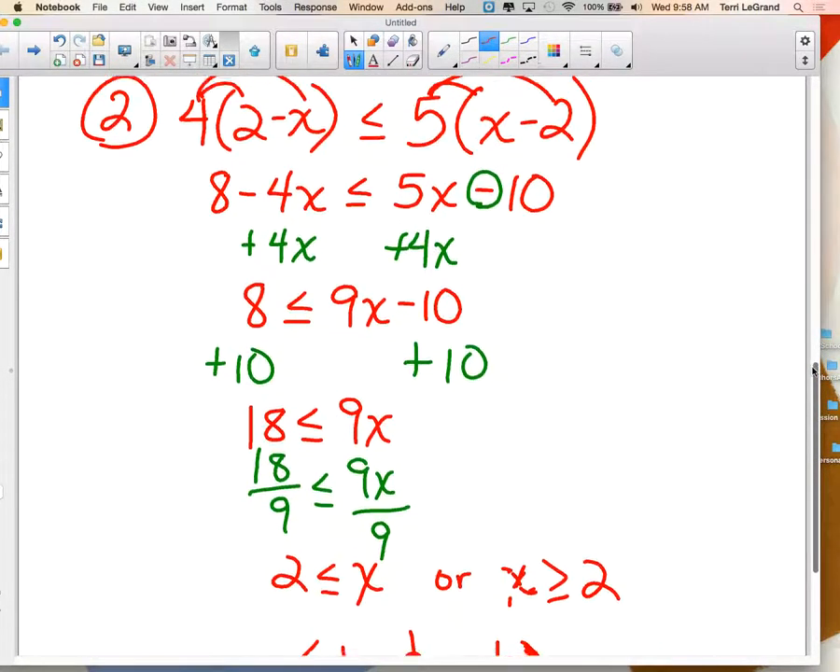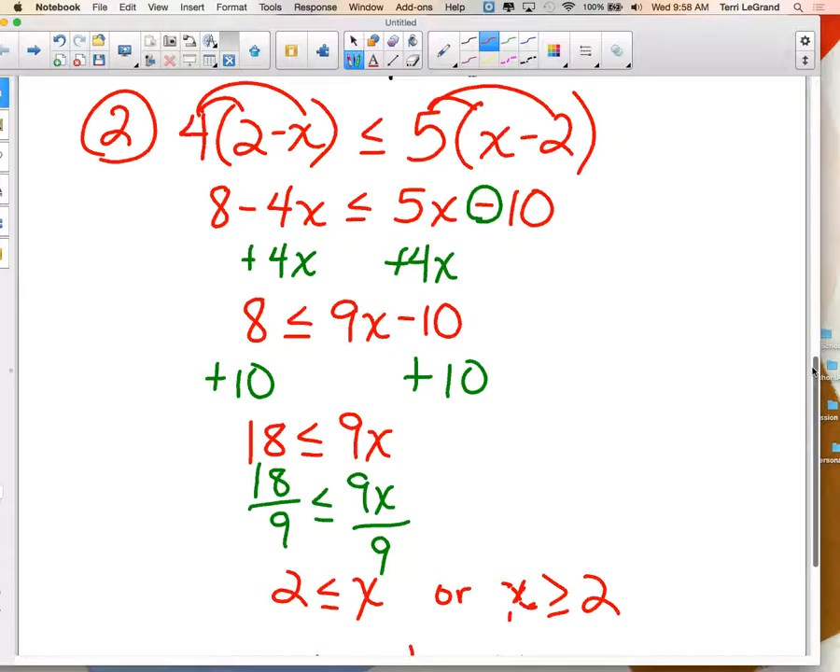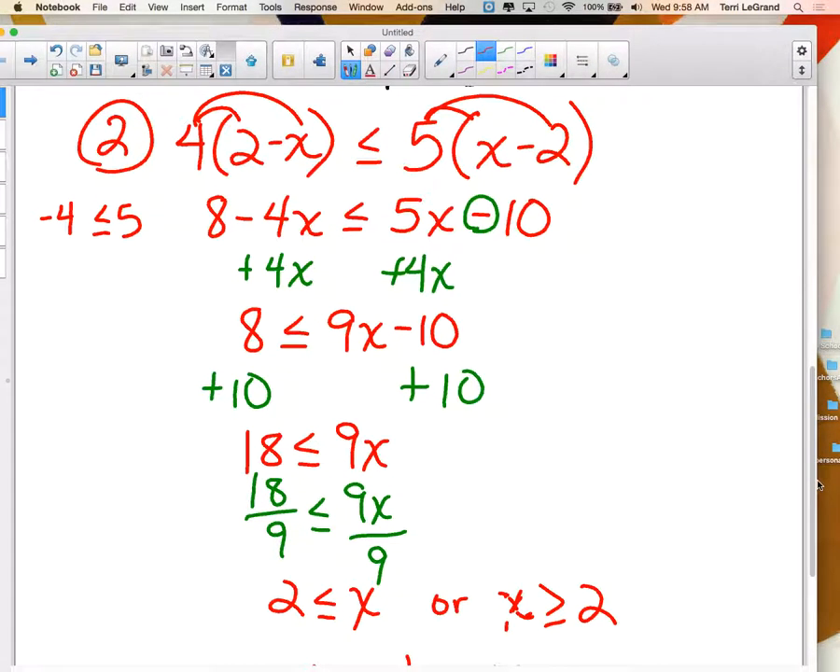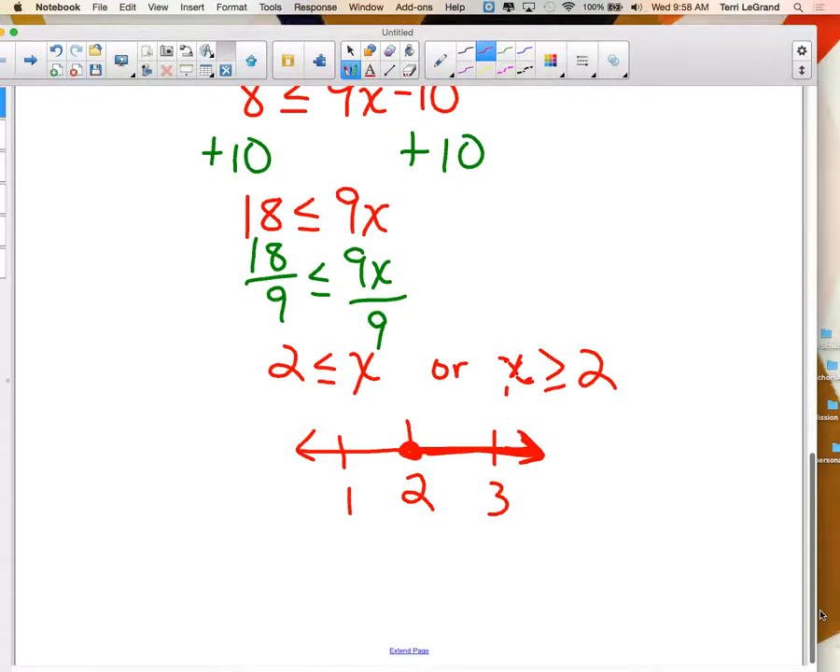What's 2 take away 3? -1. And what's 4 times -1? -4. Okay, and then we have is less than or equal to, what's 3 take away 2? 1. And what's 5 times 1? 5. True or false? Negative 4 is less than 5. True. Feeling pretty good about everything. We checked our endpoint, we checked our shading side, we checked that neighbor that was in there. I'm feeling like we got 100% on this. Okay, questions? Okay, number 3.